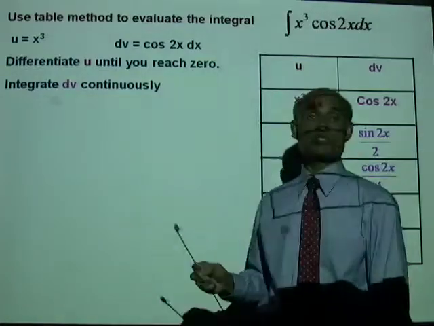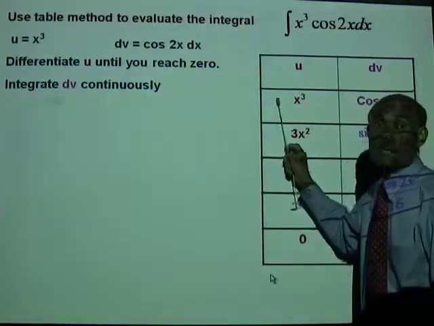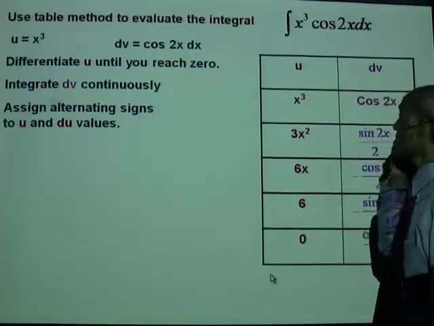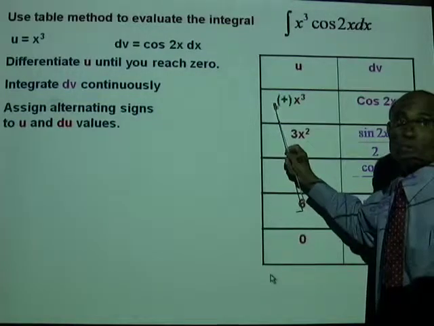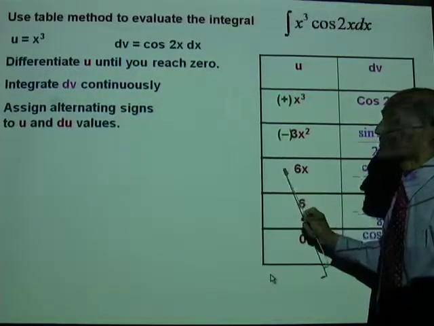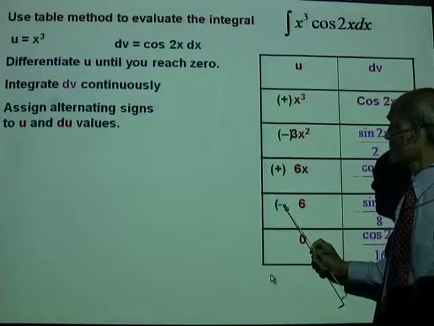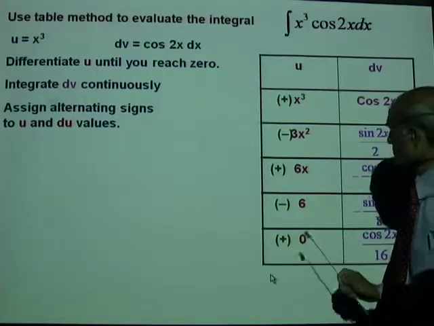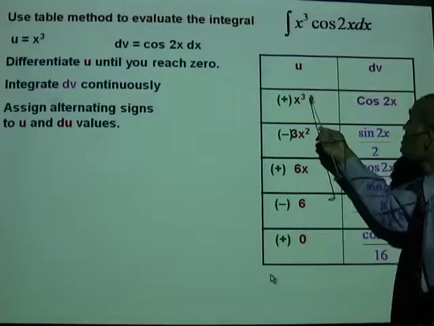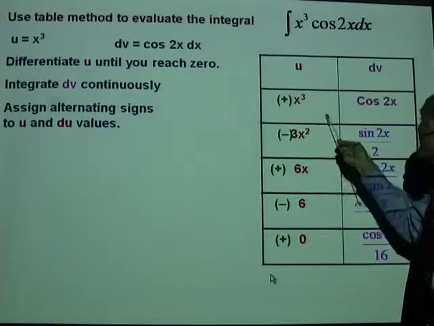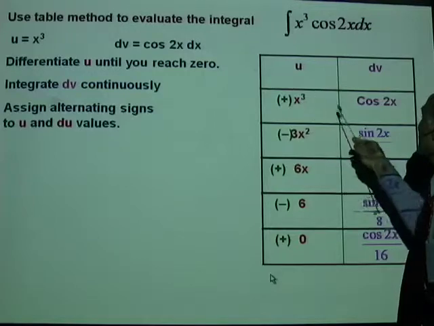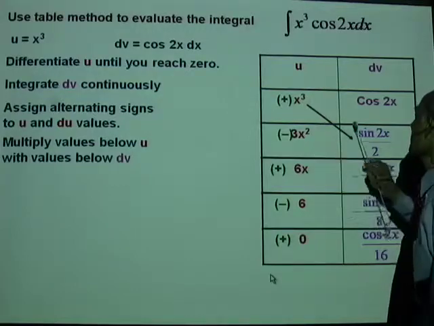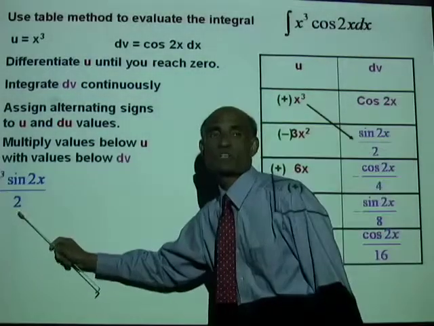And how do you pick our answer? First of all, assign the signs. Start with positive. Assign alternating signs for u and its derivatives. That will be positive, this will be negative, that will be positive, that will be negative, and positive. Well, we don't need this because we will not be multiplying with 0. So what is our first term? Pick your first term like this, diagonally. It will be positive x cubed times sine 2x over 2. There you go. X cubed times sine 2x over 2 is the first term.